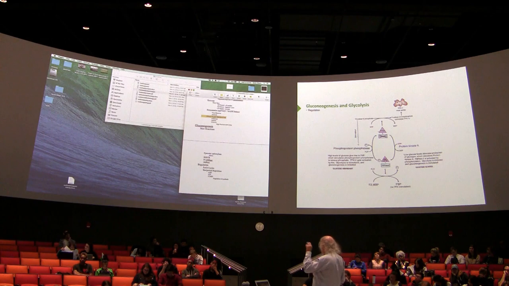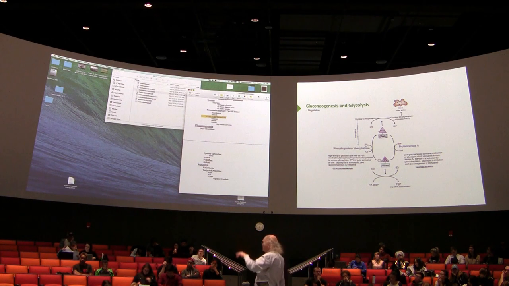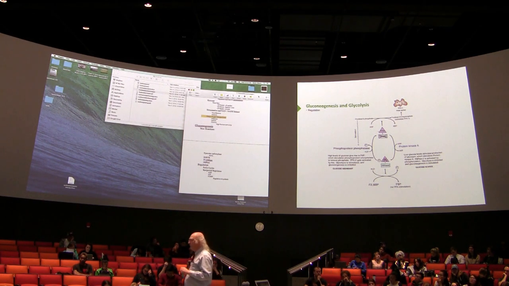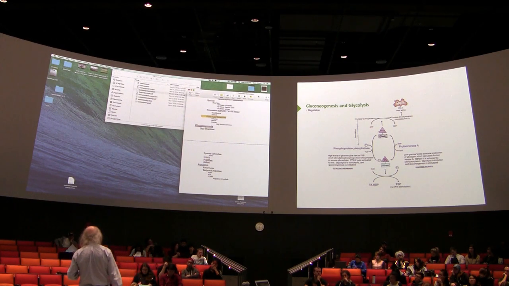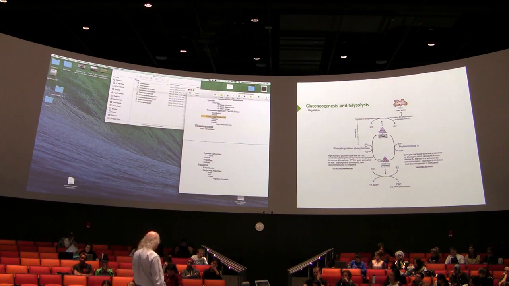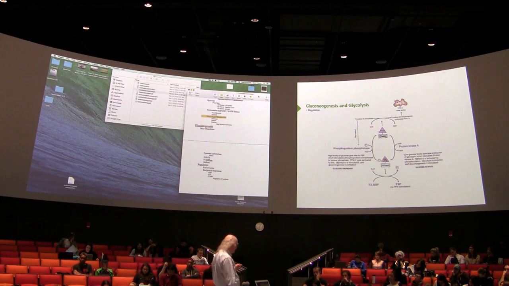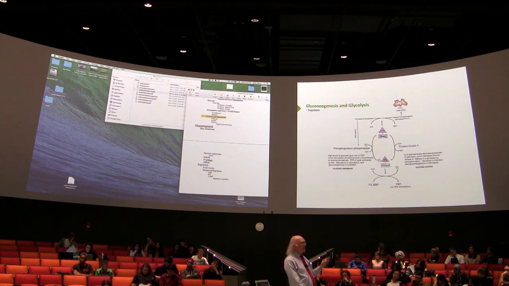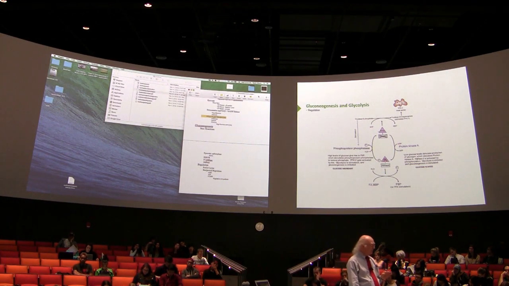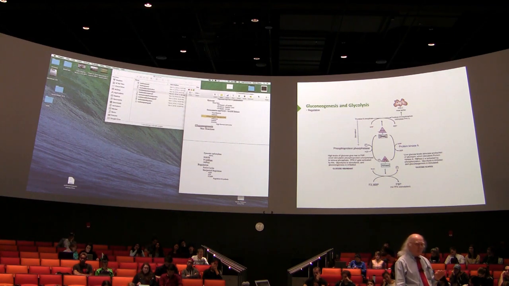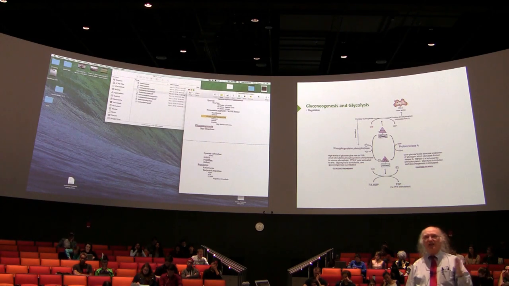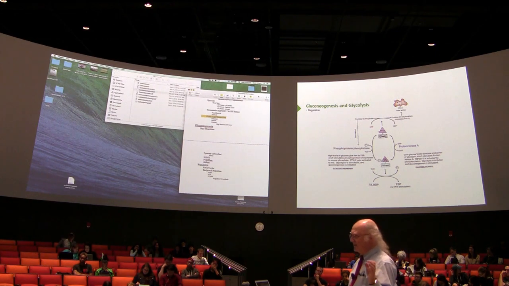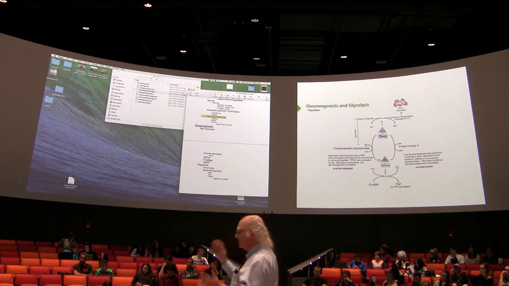We make fructose 6-phosphate. Notice that little line between the triangle and the rectangle for PFK2 and FBPase2 means that they're attached. Both of these activities are in the same big enzyme, and only one is active at any given time. So we never have a situation where PFK2 is active at the same time as FBPase2. Only one is active. It's a flipped switch.